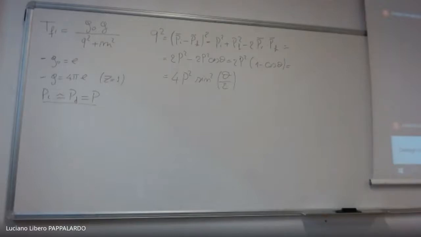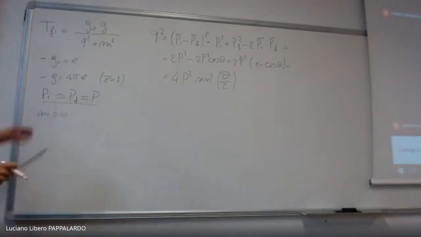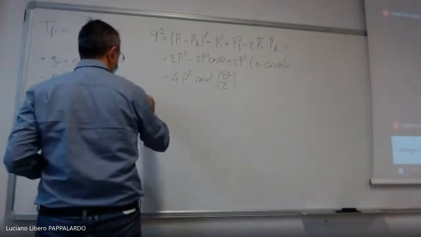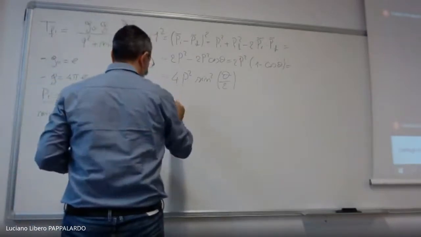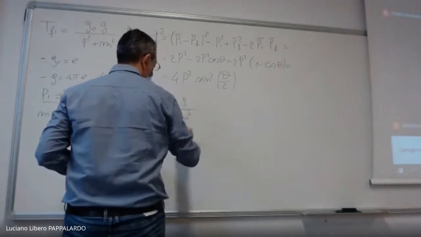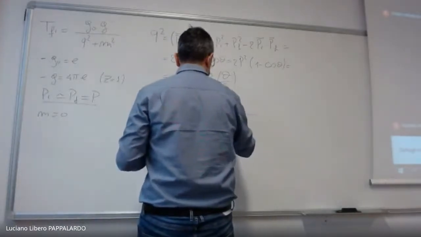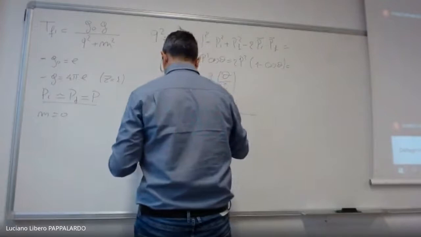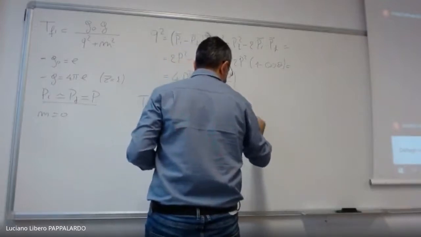Okay. So now we can substitute all these ingredients into our probability amplitude. So T_fi is given here, then reduced to, okay, let's write it again, g_0 over Q squared plus M squared. We don't have the mass, and we will substitute all the rest. So it's going to be equal to 4 pi e squared over 4 p squared sine squared of theta half.